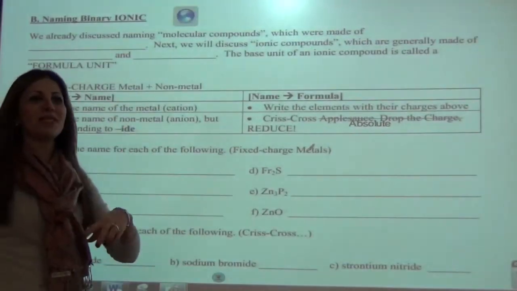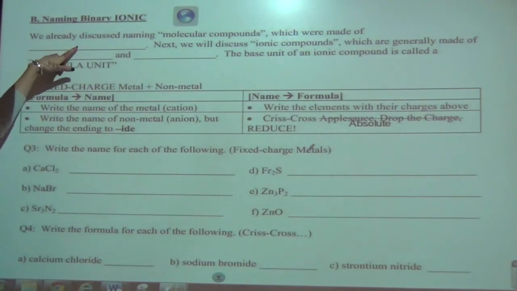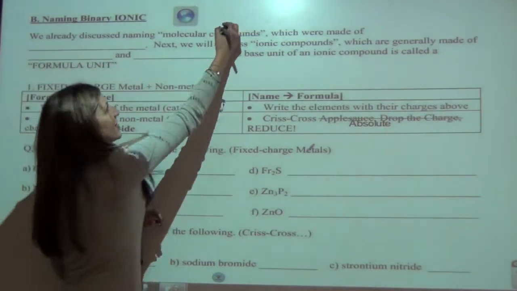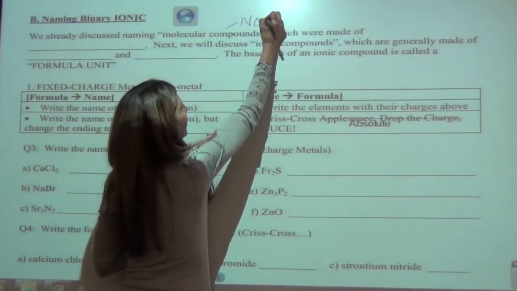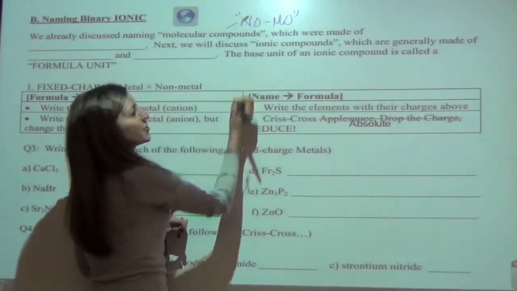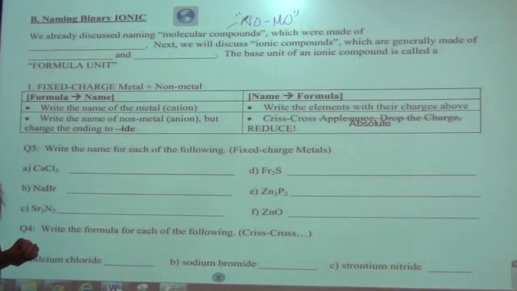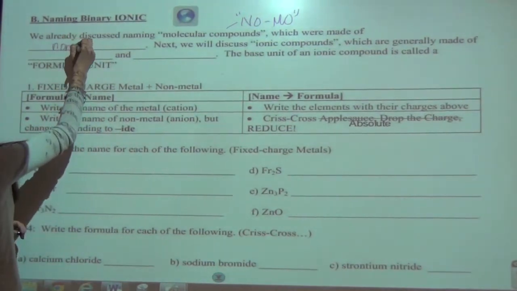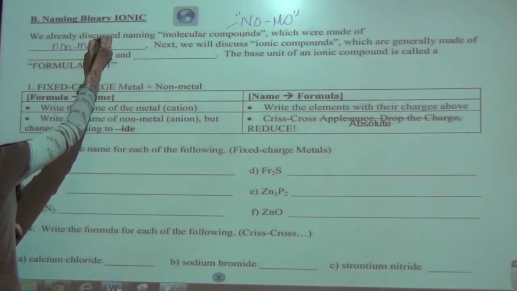We talked about binary and molecular a little bit before. Since we already discussed naming molecular compounds, the molecular ones, remember we said no, mo. And so the molecular ones are made of what? Non-metals. Awesome. These are made of non-metals.